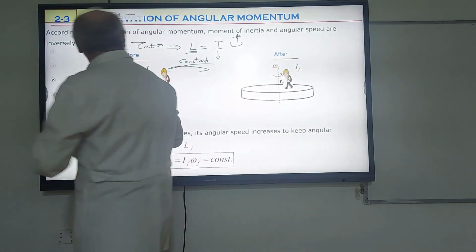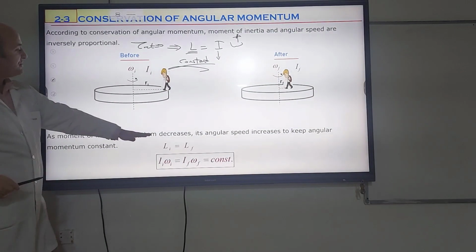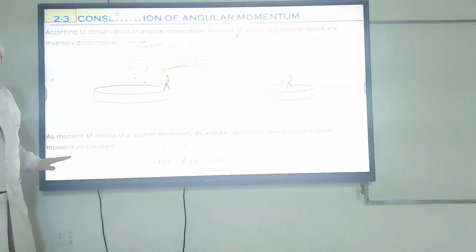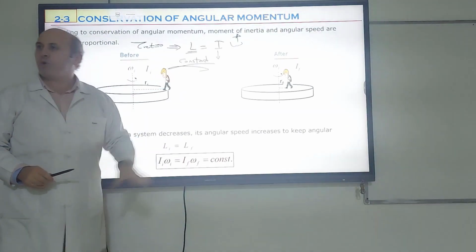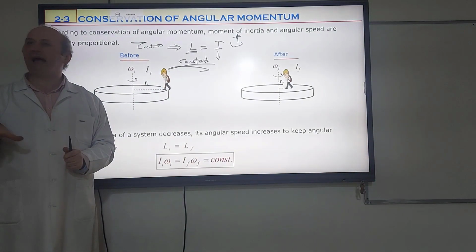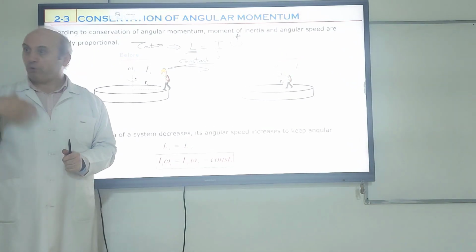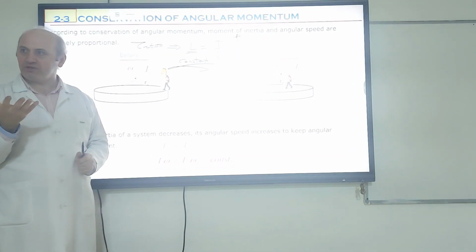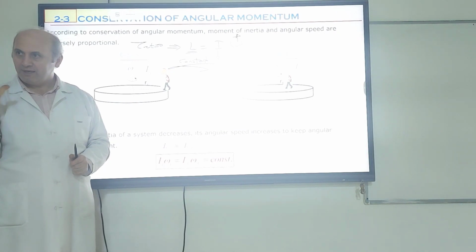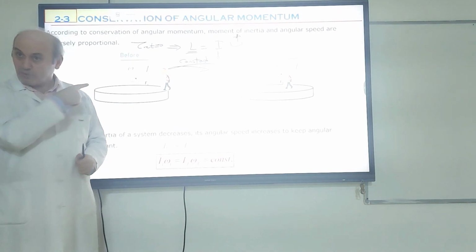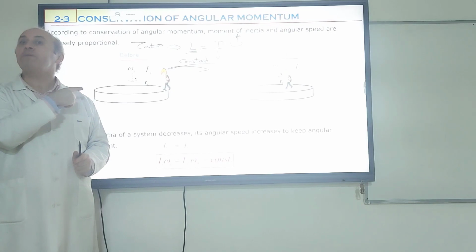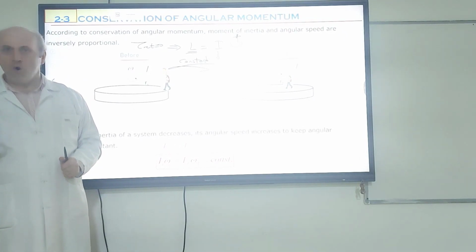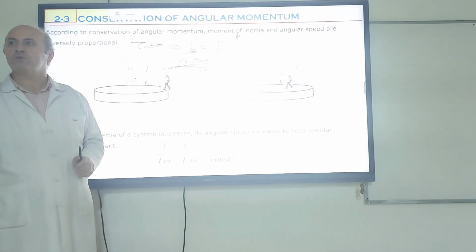Okay. So as the moment of inertia of a system decreases, its angular speed increases to keep angular momentum constant. But in these types of questions, friction must be neglected, because friction produces an oppositely directed torque. Like on ice, we consider friction to be zero. Or the question must specify that angular momentum is conserved, or say that net torque is equal to zero.